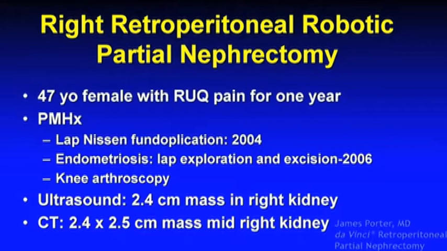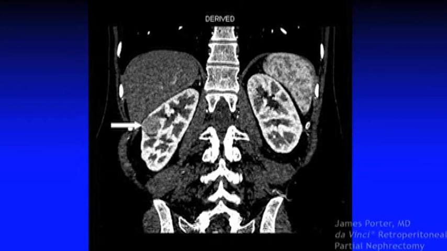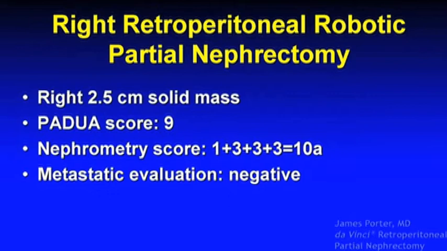Next slide. And as you can see here, the mass in the mid portion of the kidney is pretty much endophytic, completely within the kidney. Next slide, please. On coronal, you can see it's, again, mid portion of the kidney, underneath the cortex of the kidney. Next slide. So we have a 2.5 centimeter mass. Her PADUA score is 9. Her nephrometry score is a 10A. And her metastatic evaluation was negative.